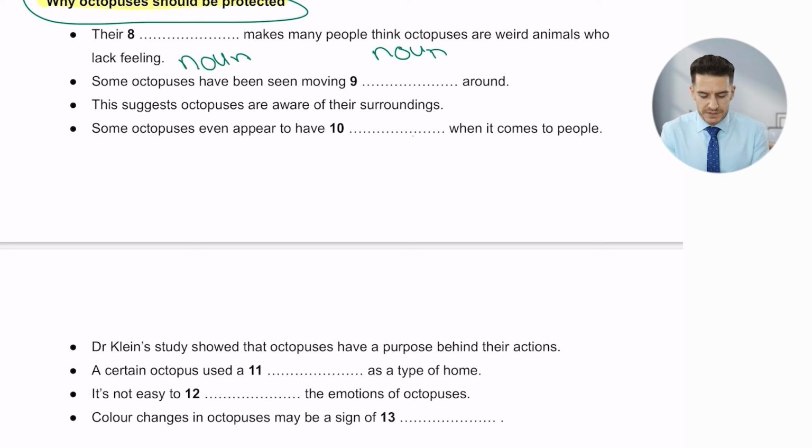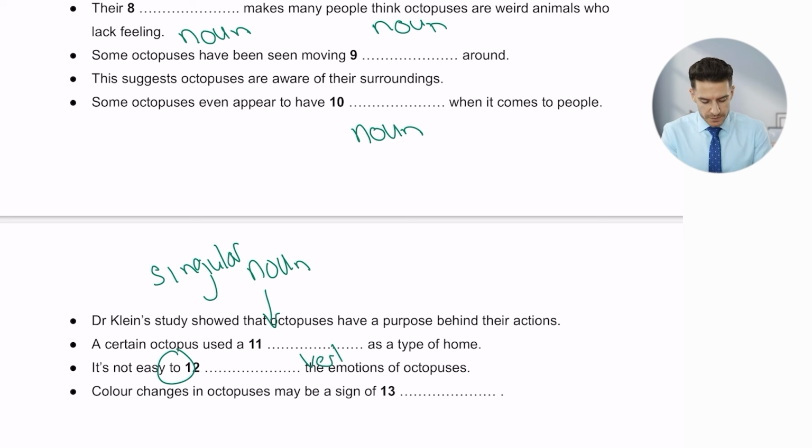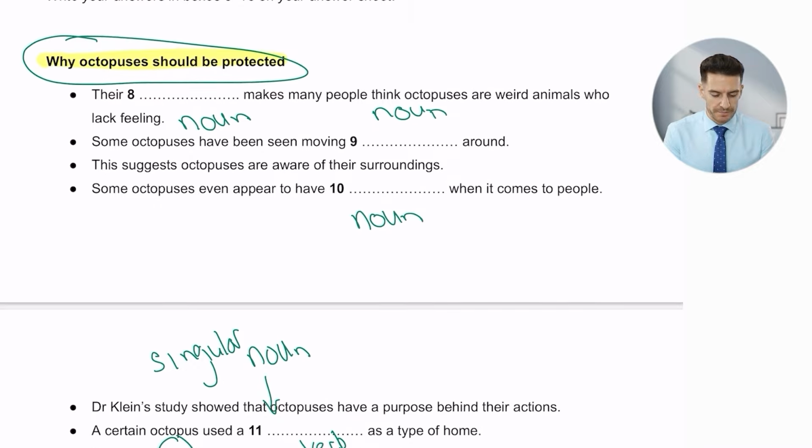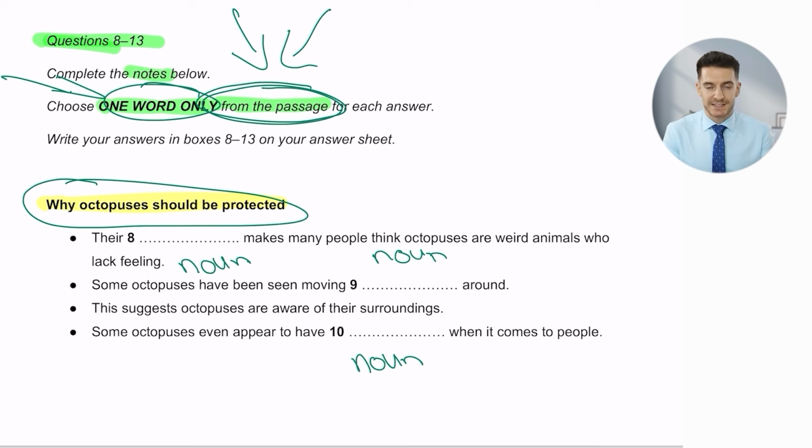So number 10, appear to have something. Well, when you have something, that will be a noun. Number 11, a certain octopus used a something. Well, after a, we're going to have a noun. More specifically, we're going to have a singular noun. So put that in there. Let's move on to 12. It's not easy to something, the emotions. Well, after to, we're going to have a verb. So number 12 is probably a verb. And last one, color changes in octopuses may be a sign of something. Well, after the word of, we're going to have a noun. So it looks like most of these are going to be nouns, apart from number 12, which will be a verb. Now, one last thing I forgot to mention is look what it says right here. One word only. So that means, like it says, you only need one word. If you choose 2 words, your answer will be incorrect.